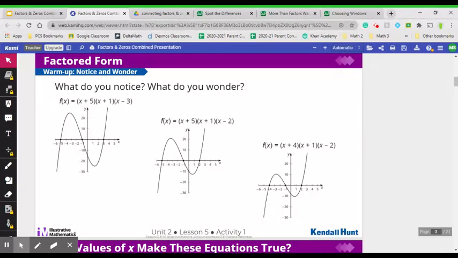Just some quick observations on things you might notice. The arrows in both directions point down and then up for all three of these, so they have that in common. They all have three x-intercepts and only one y-intercept. And they also all have three factors for all of these functions. You might have some different observations or things you might wonder about after you've thought about these three functions and graphs too.